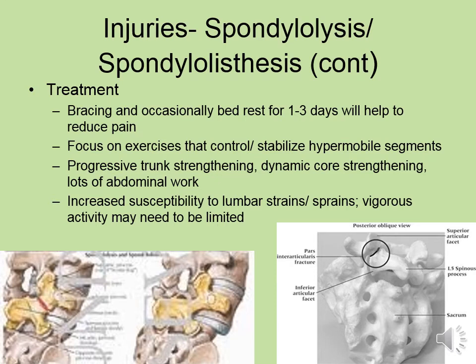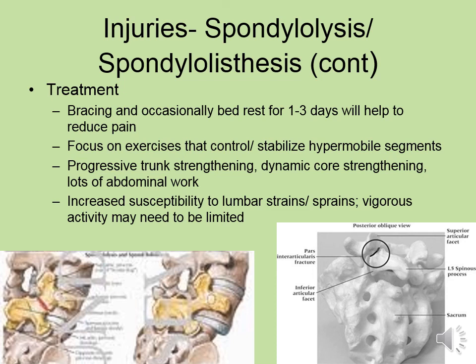Our treatment here would be bracing and occasionally bed rest for 1 to 3 days if it's a really bad flare. But generally speaking, we're going to focus on exercises that control and stabilize the hypermobile segments. So we can do extensor strengthening exercises, but usually we do that more in a neutral position. We don't want to go into a lot of extension because that's going to hurt them. So we don't go past a neutral spine for these people.